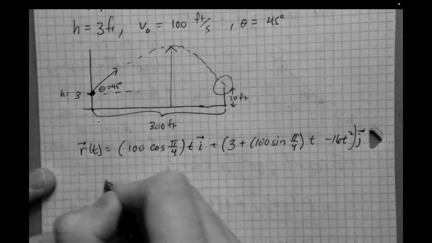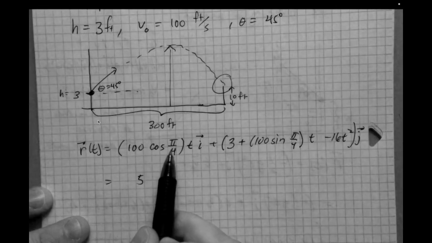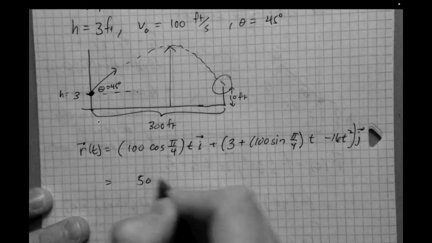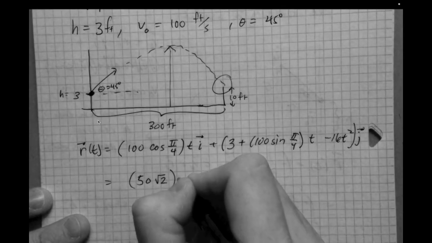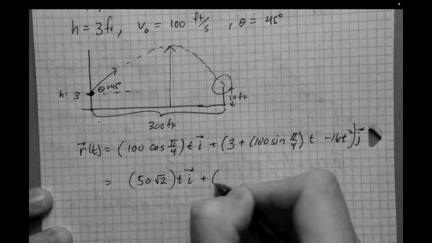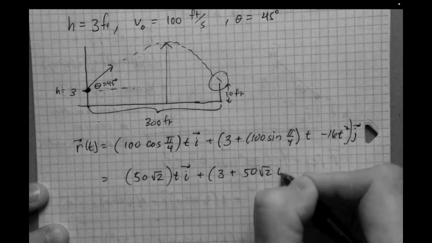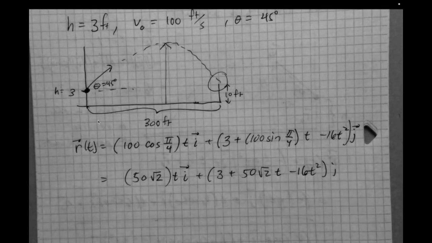All right, let's simplify this a bit. Cosine of pi over 4 is square root of 2 over 2, so 100 divided by 2 is 50, and this will be 50 times the square root of 2, times t times i. And then this is 3 plus the same thing, 50 times the square root of 2 times t, and then minus 16t squared, and that's all times j. And so that's the position.